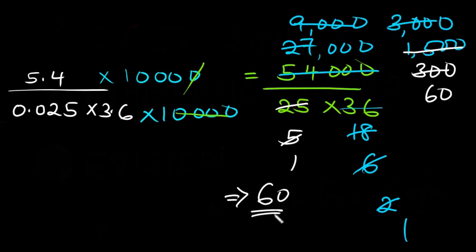You can confirm this from your calculators. You can type into your calculators 5.4 divided by 0.025 times 3.6 and check whether you're going to get 60 as the answer. In this way, our working does not display anywhere that we have used a calculator, but you can still use it to confirm whether your answer is correct or not. So I believe you have understood that one.